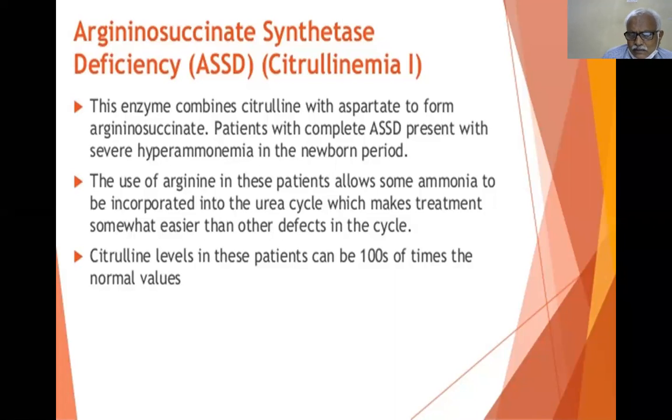For that, Endovas is the best one that will be prescribed by most of the obstetricians, including me. So the use of arginine in these patients allows some ammonia to be incorporated into the urea cycle, which makes treatment somewhat easier than other defects in the cycle.